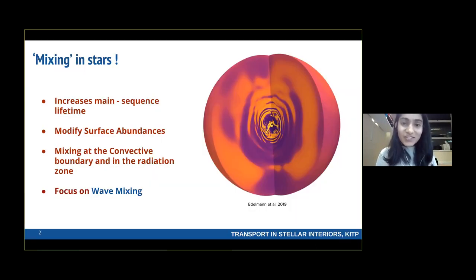So as Corinne already explained in great detail, mixing plays a major role in stellar evolution, particularly in massive stars, where it brings more fuel into the core, thereby increasing the main sequence lifetime and also affecting the later stages of stellar evolution. Mixing also causes elements to move towards the surface, creating abundance variations and modifying the surface abundances. Such studies suggest different mixing mechanisms at the convective radiative interface, as well as in the radiation zone. So in this talk, I'll be focusing on the mixing by internal gravity waves in the radiation zone.